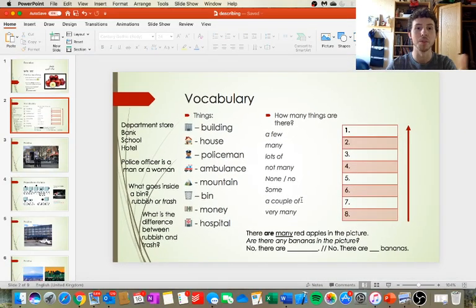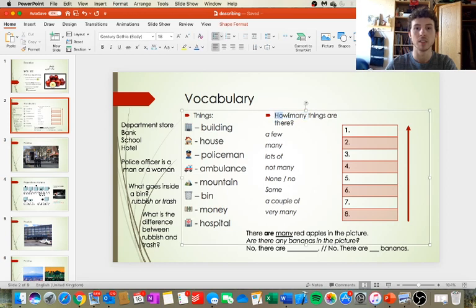Okay, so now we have some things. We can count them. We can also give a word in front of the thing to say how many. How many things are there? How many buildings are there? We can say a few, many, lots of, not many, none or no, some, a couple of, very many.